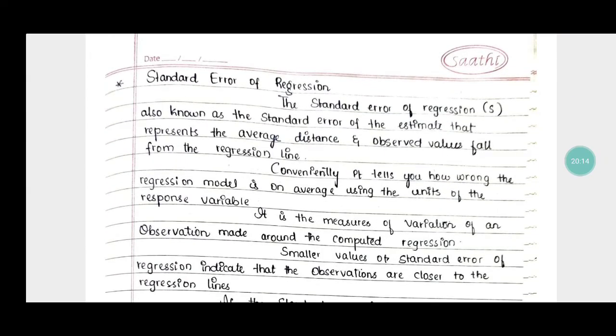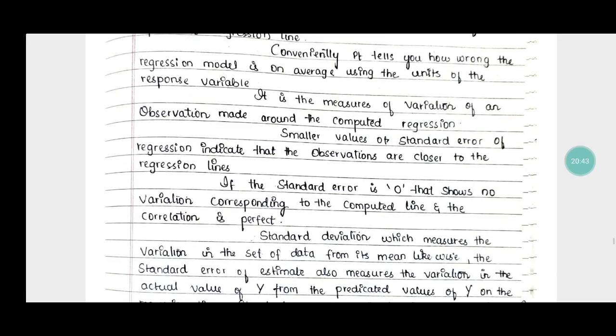Then the standard error of regression. The standard error of regression, S, is also known as the standard error of the estimate. It represents the average distance of the observed values from the regression line, and it is the measure of variation of observations made around the computed regression line. Smaller values of the standard error of regression indicate that the observations are closer to the regression line.